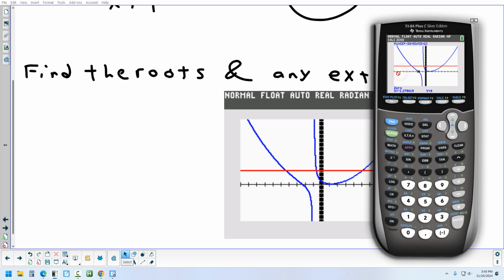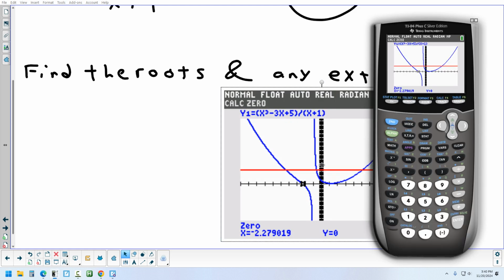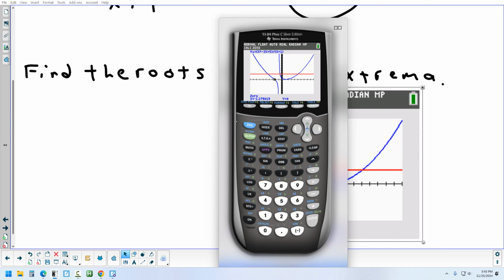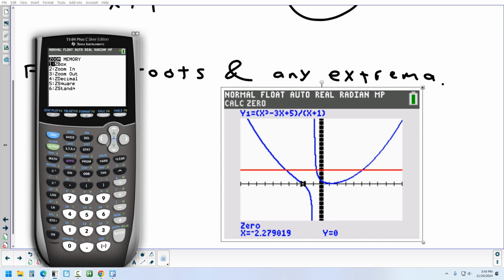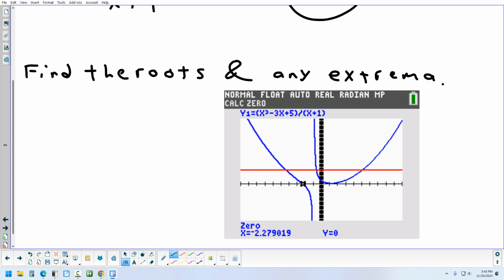Did you get that answer as well? Give me a second, I think I did it wrong. Let me go back. I didn't put it between the right points. That is 0. Then I go between here and here, and I get negative 2.279. So yes, 2.28. Now, I zoomed in a little bit so that I could see this area better.